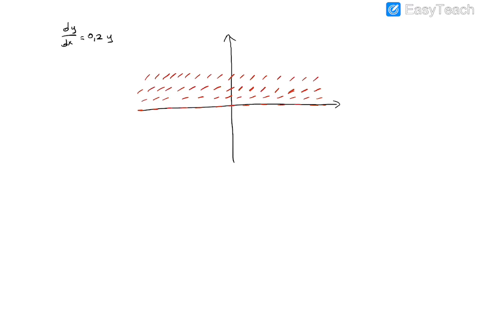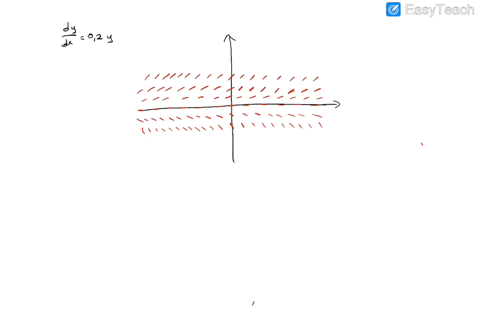For a negative value, y equals minus 1, the slope is negative. So we have a negative, minus 0.2, slope, like this one. All the tangent line segments have the same length, and the slopes are the same. When y equals minus 2, the slope is a bit sharper, like that one. So these line segments are the slope field of the differential equation.